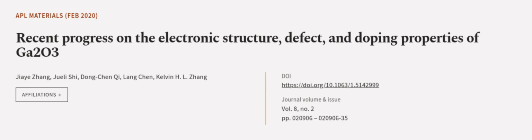This article was authored by Jiaye Zhang, Jueli Shur, Dong-Chen Qi, and others.